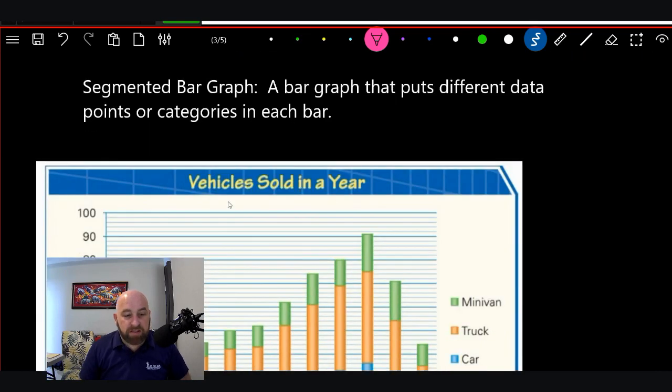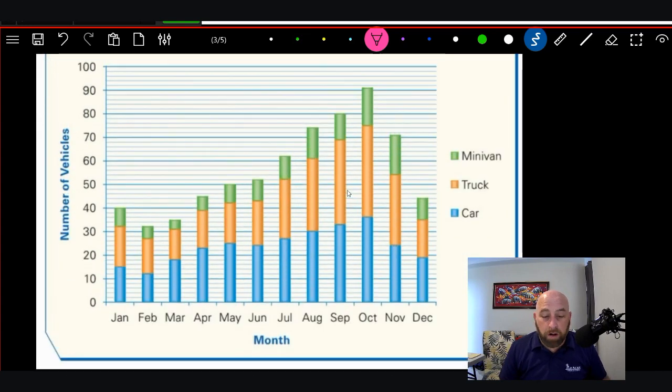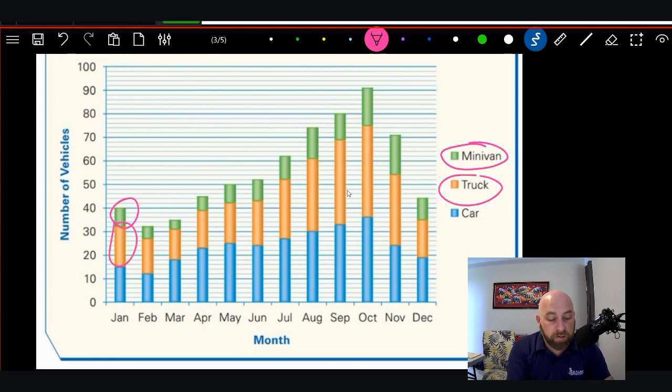Next, let's look at segmented bar graphs. All right, here's some segmented bar graphs. Here's what they are. They give you one bar. Okay, let's take January, for example. So they give you one bar, and then if you look over here, there's what's called the legend. The legend tells you what's going on in the graph, and so minivans are green, trucks are orange, and cars are blue. Okay, so each one of those, it's the same.